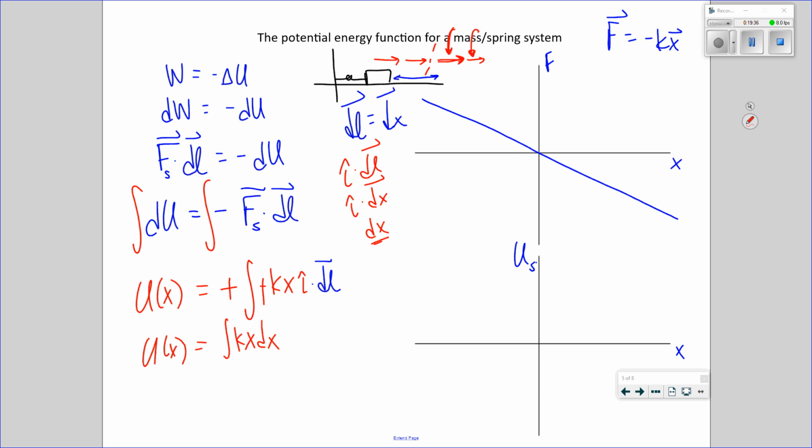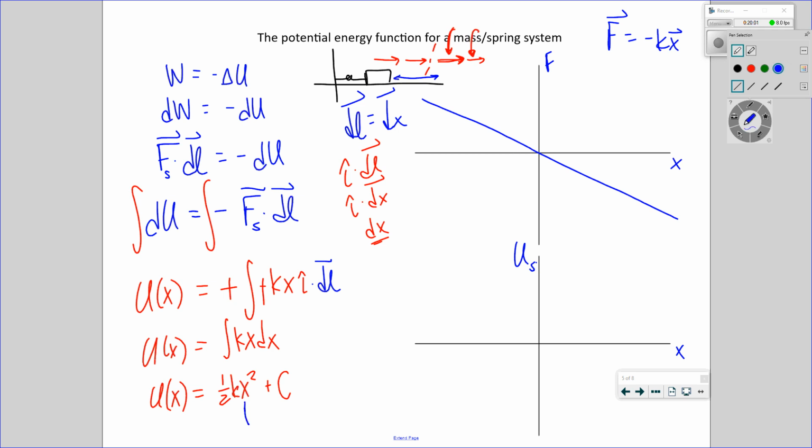And I'm going to do an indefinite integral here because we want not a delta u, we want u as a function of x. So u as a function of x is 1/2 kx squared when we integrate kx dx, plus c, right? We need our constant of integration. But we know that when x is 0, when a spring's displacement is 0, there is no potential energy of a mass spring system. So that C is 0, and there you go, right?